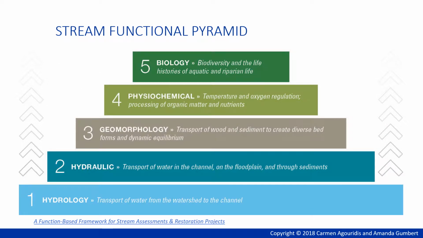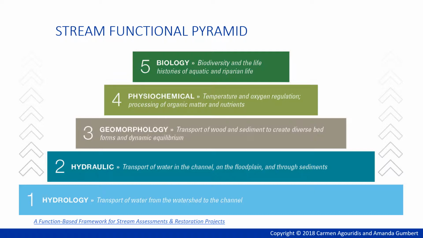The stream functional pyramid, from a function-based framework for stream assessment and restoration projects, provides a framework for examining stream functions. At the base of the pyramid lies hydrology. Hydrology refers to the transport of water from a watershed to its stream. Water is one of the main requirements for a stream to be a stream. Next is hydraulics. Hydraulics focuses on the transport of water and all things in water through the channel and its floodplain.